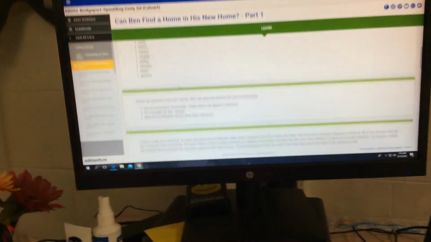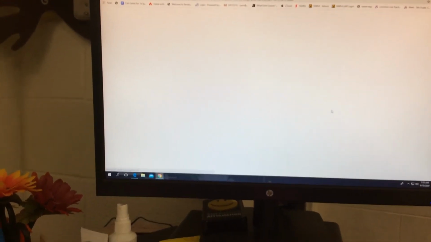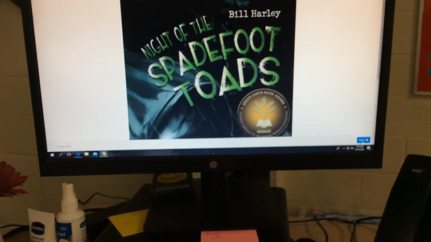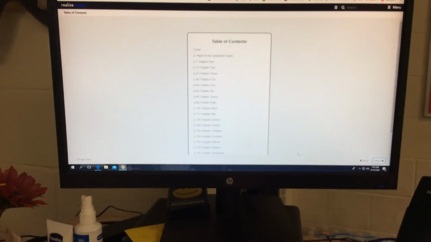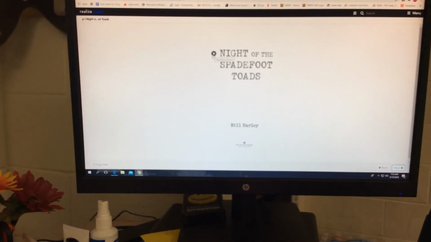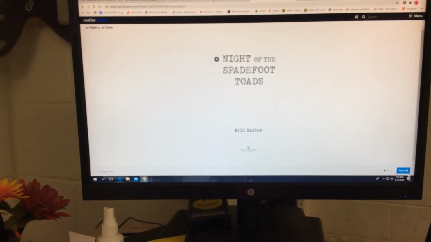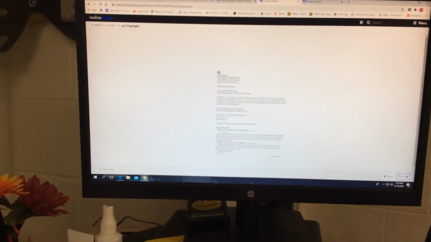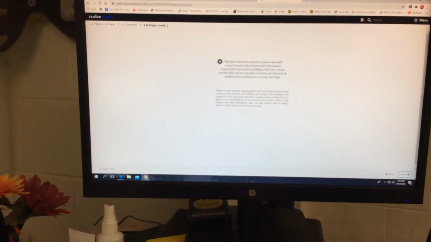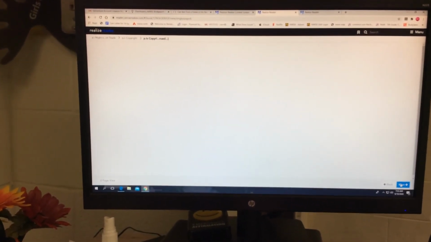Got it? So I'm going to go back up here. I click this link. It comes to the book. And there it is. Down here, it has a next button. We click it. Here's the table of contents. This tells the title. It has a speaker button. That speaker button, it is Bill Harley, the author, reading the story to you. And we keep going. This is the dedication page. And he reads that to you.